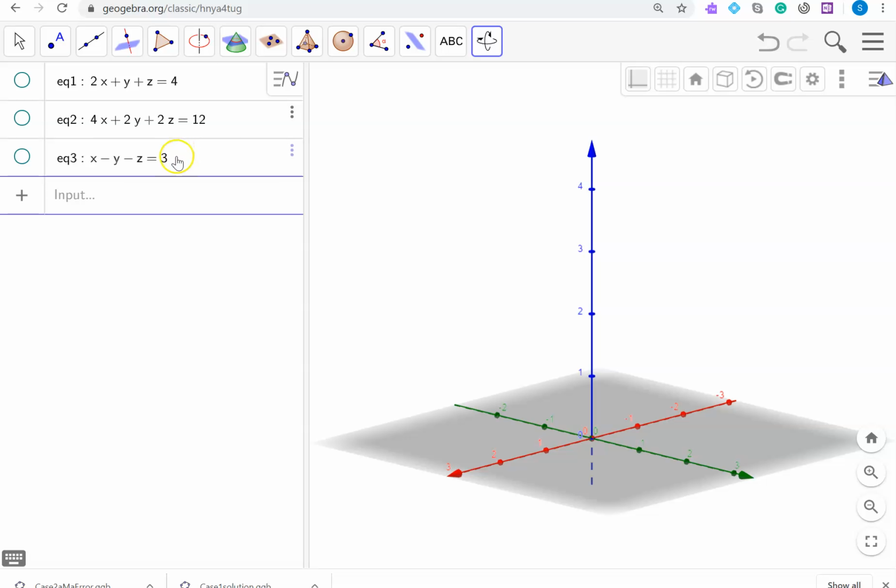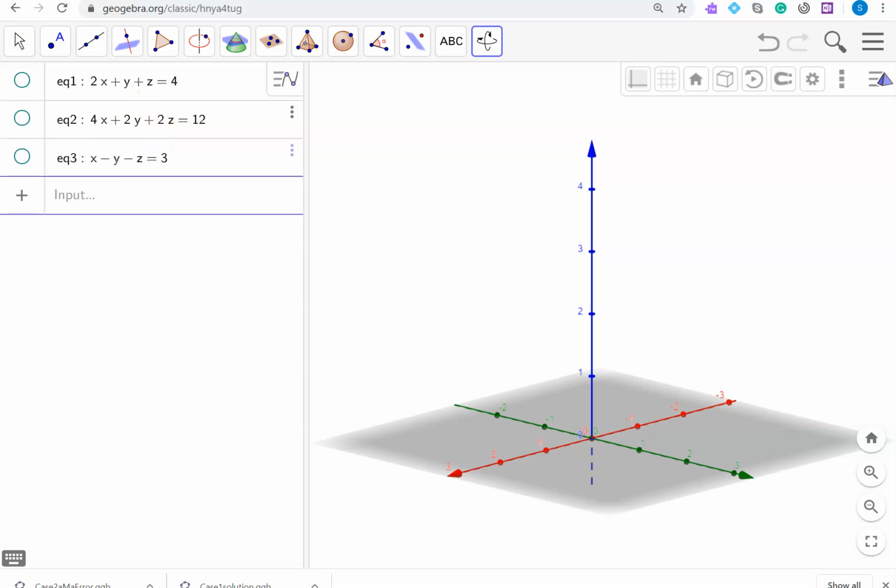Well, here are the three equations for case 2. If you've got GeoGebra open, you might want to go and enter those three equations yourself so we can have a play around with this. Pause the video and go and enter those three equations yourself now.